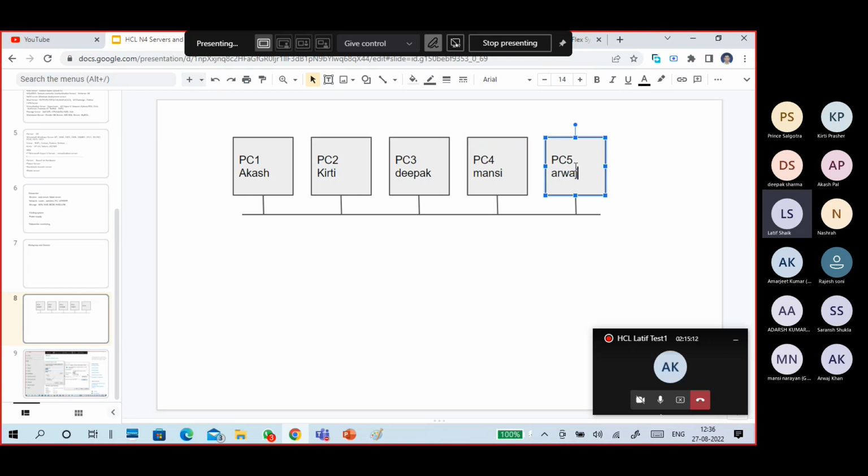Users. So what happened? These are the users of this PC. PC name is that one, and user names are like this: Akash, Kirti. These are logins. Okay, so who is the administrator of PC1?